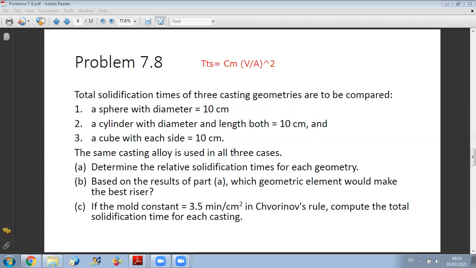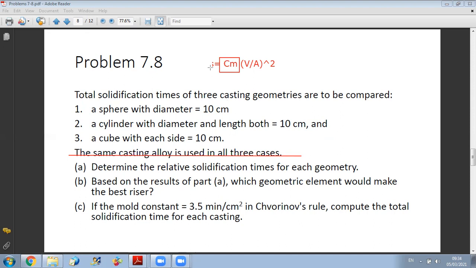Here, why did they say the same casting alloy is used in the three cases? Because we are using the same casting alloy, and it should also be mentioned that we are using the same molding properties, same mold metal, and same pouring temperature. This also should be specified. So since we have the same conditions, then Cm is constant. What is variable between the three is the ratio V over A. So the geometry of the riser will affect its total solidification time.